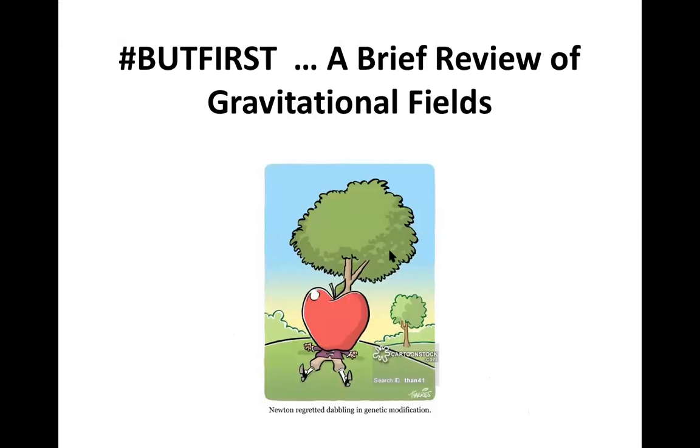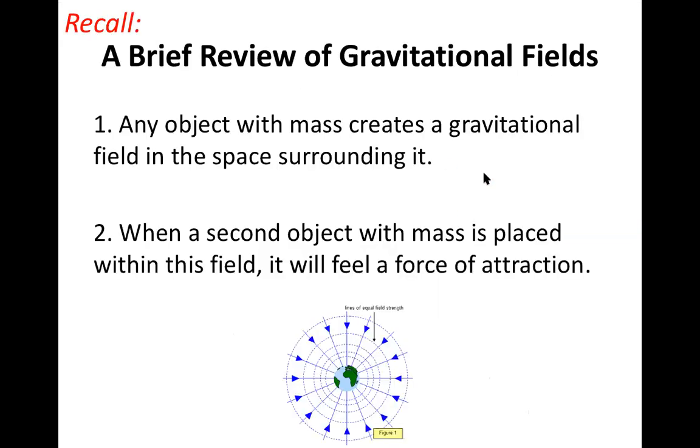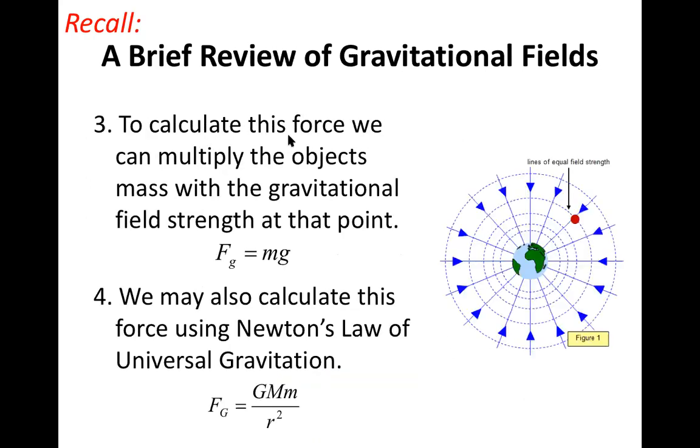But first, before we talk about electric fields, let's just review what we know about gravitational fields. With gravitational fields, an object with mass creates a gravitational field in the space surrounding it. So the Earth creates this gravitational field. And then when a second object with mass is placed within this field, it will feel a force of attraction. To calculate this force of attraction, we can multiply the object's mass with the gravitational field strength at that point. So Fg equals mg.